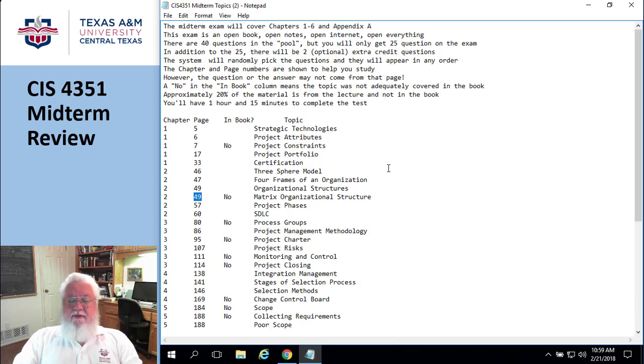The 3-sphere model is kind of sort of like the CIA triangle. Not really, but the three sphere model: do I want to pay attention to technology pieces or the human pieces, those kinds of things? And so I may ask you some questions about which one of those spheres, what does it mean, or how does it apply, and those kinds of things.